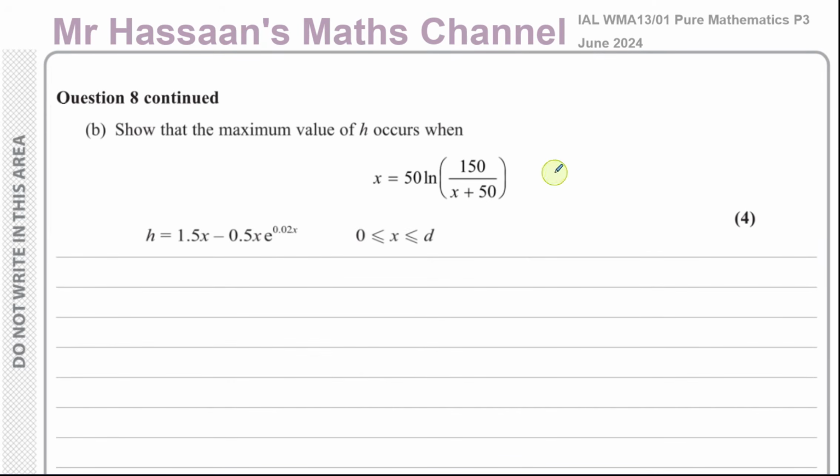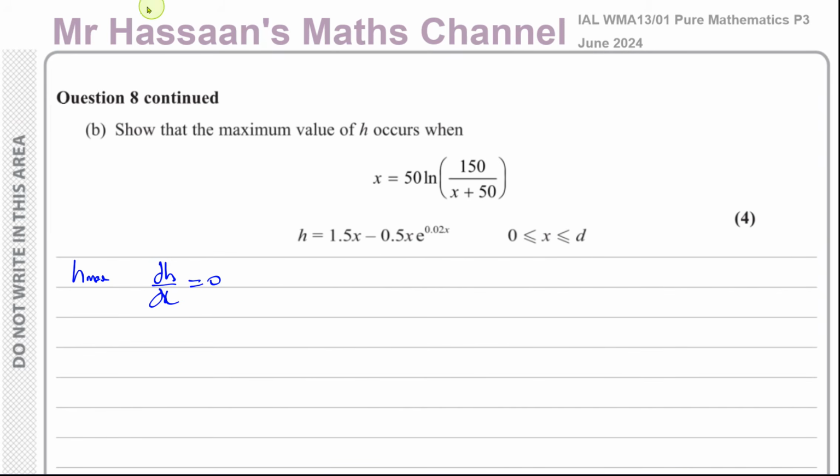So we know that h max is when dh dx is equal to 0. So what we're going to do is find dh dx. We're going to take h and differentiate it. So how do you find dh dx? Well, the first term is just 1.5x. When you differentiate that, that becomes 1.5, which is like 3 over 2.